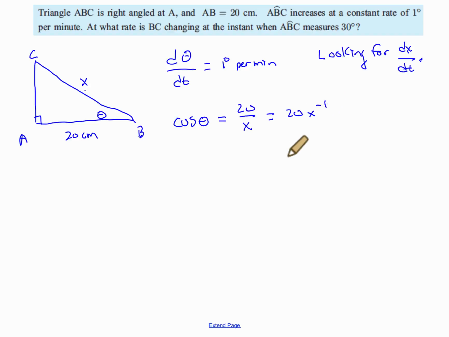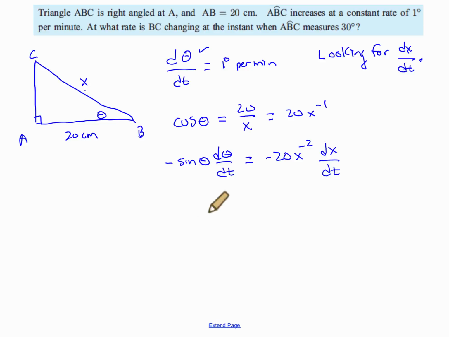Okay, so if I take d theta dt, which is what I'm looking for, the derivative with respect to t, the derivative of cosine is negative sine theta d theta dt. And that is equal to negative 20x to the negative 2 dx dt. Because this is in terms of x, this is in terms of theta. I have theta. I don't have x yet, and I'm looking for dx dt. So now we have to find x.